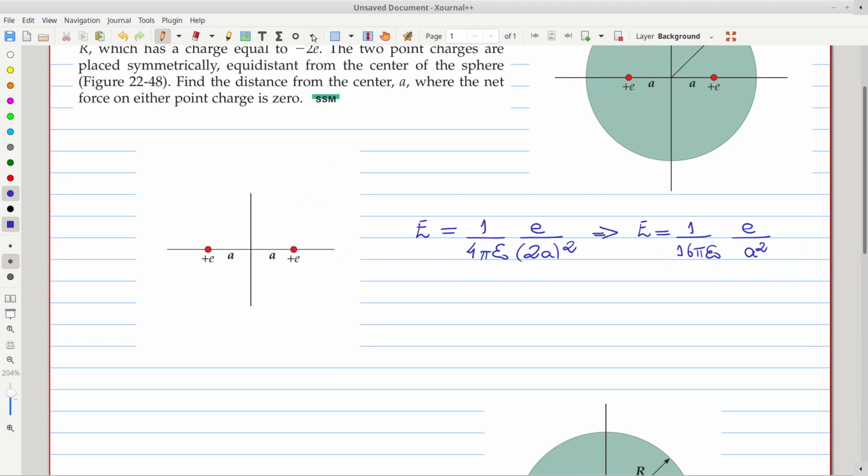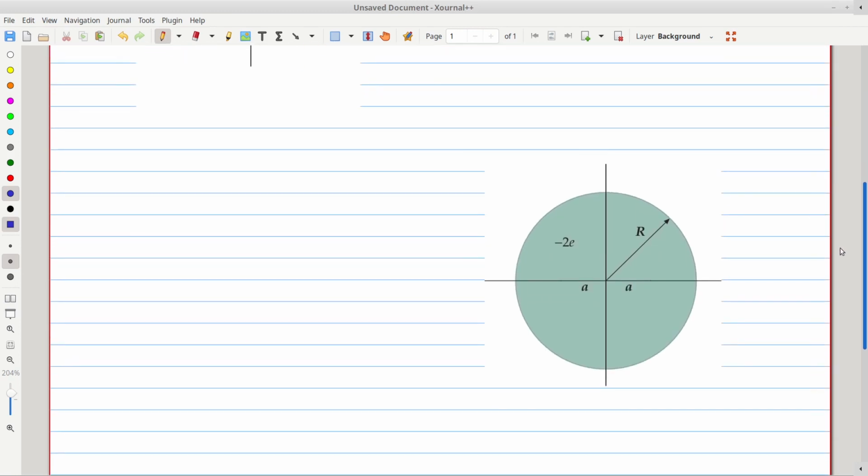And we know that the direction of the field will be in the direction of the line joining the two charges. So here we have the electric field E. Okay, now let's solve the other part of the problem.